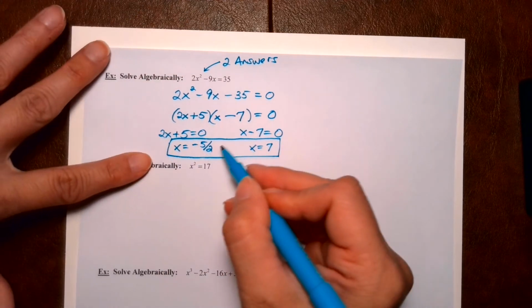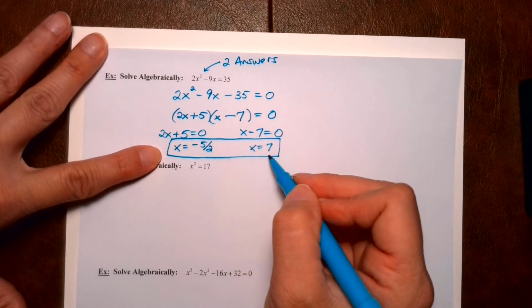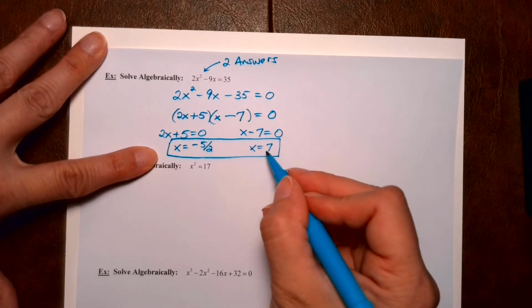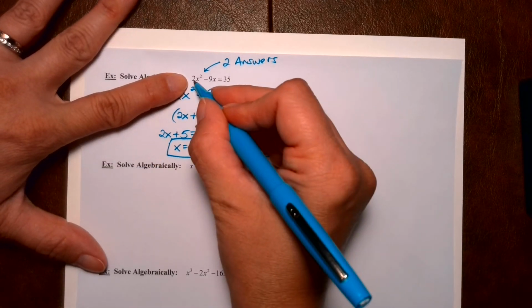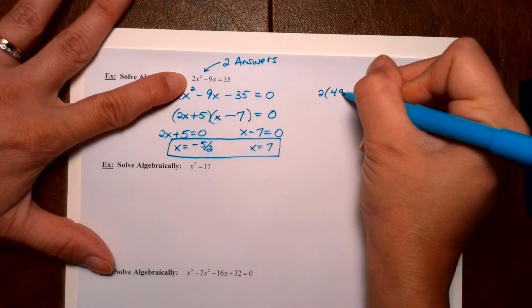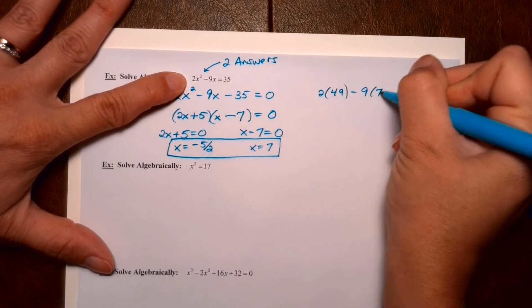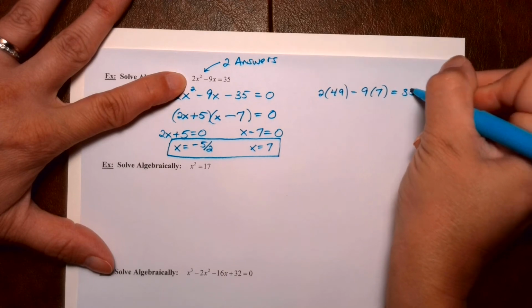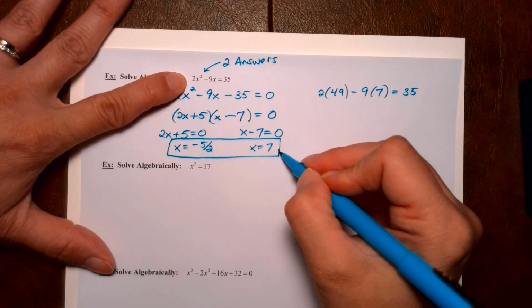Okay, could you check a solution to see if it works? Absolutely. You could take the number, plug it in for the x, and see if it makes 35. Does 2 times 49 minus 9 times 7, does that make 35? If it does, then it checks.